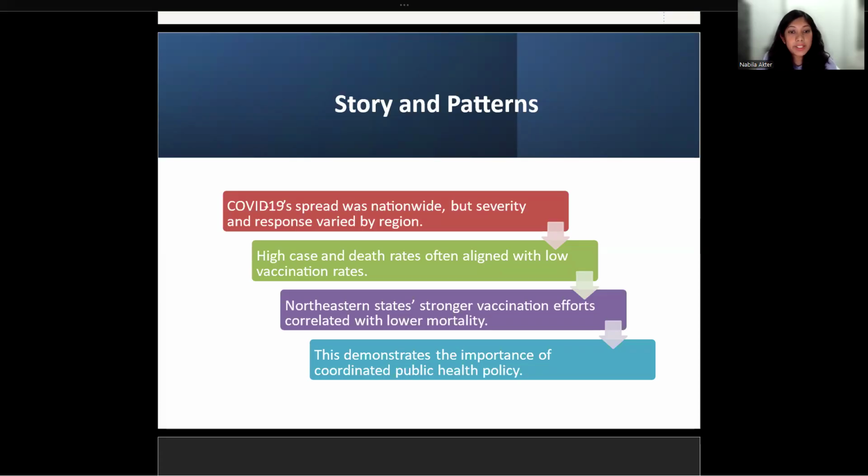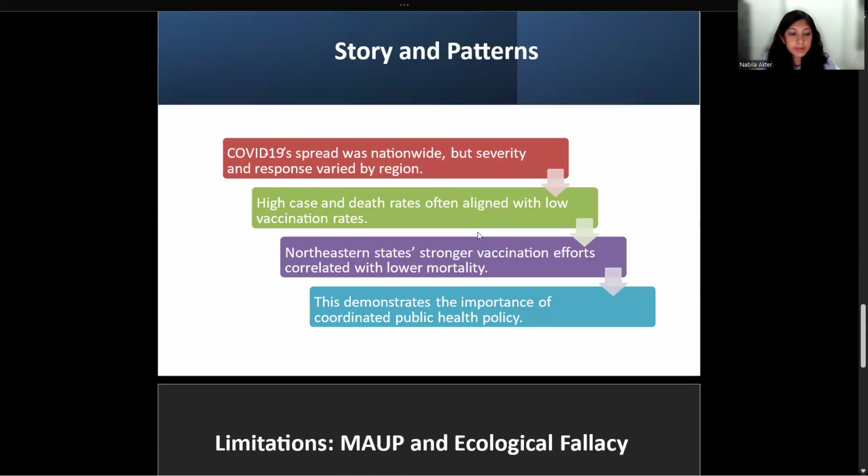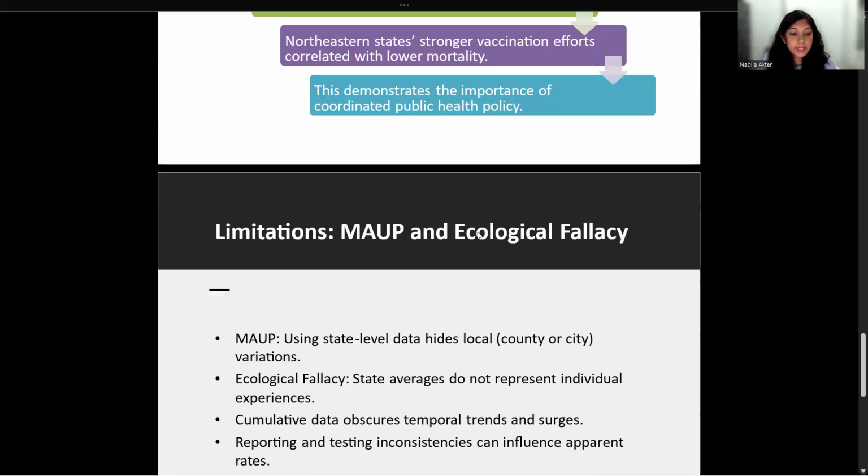Areas with lower vaccination rates tended to have higher case and death rates, especially in parts of the South. Meanwhile, northern states, which had stronger vaccination coverage, saw fewer deaths relative to their case numbers. This shows how public health preparedness and community cooperation can make a measurable difference. So I'm going to the next slide.